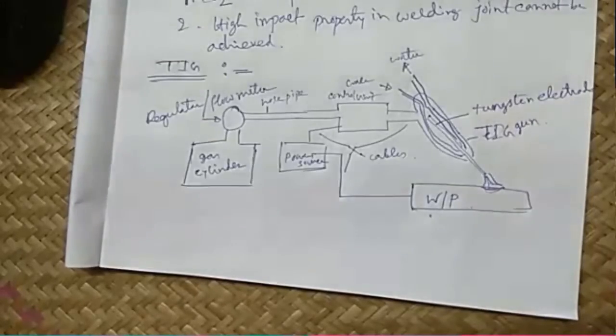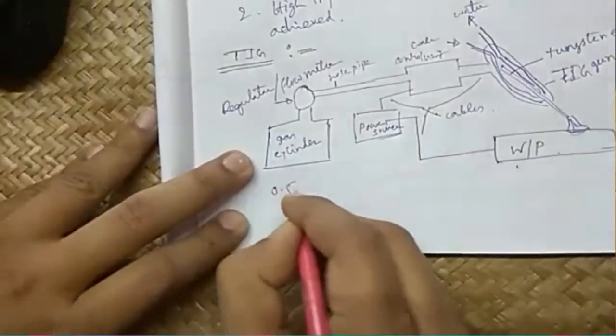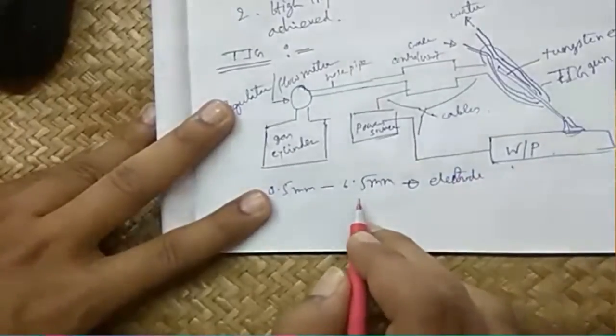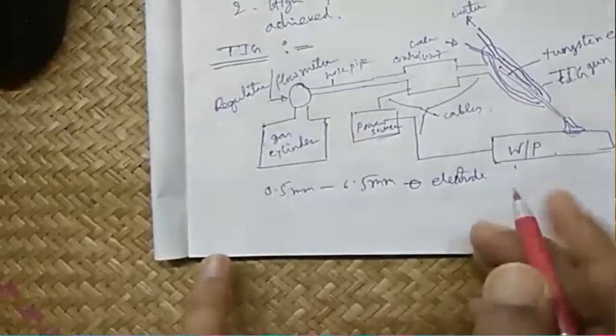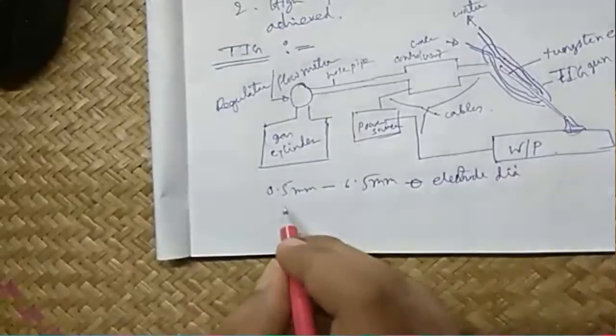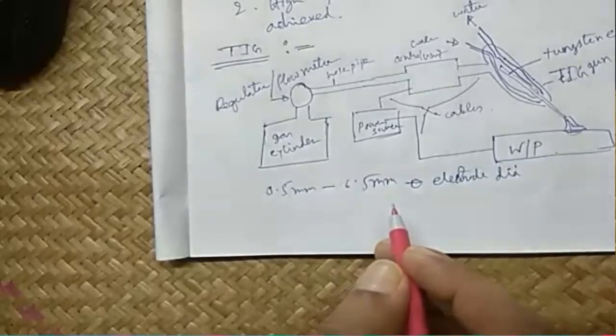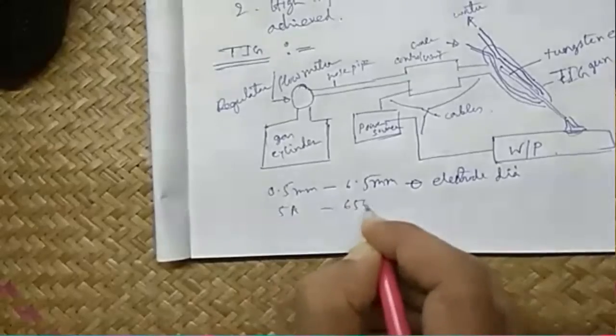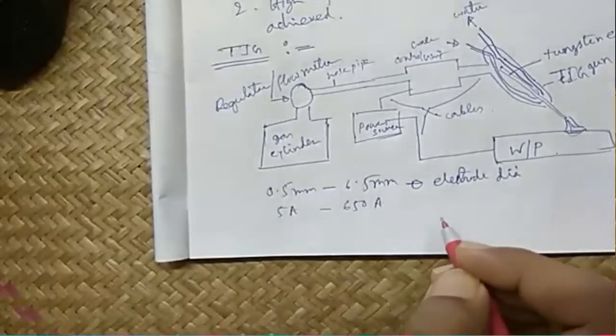And both AC and DC power sources can be used, and the electrode diameter might be 0.5 to 6.5 mm depending on the current required. If high current is required, then we use a larger diameter. If we go for lower current, then we go for smaller diameter electrodes. So 0.5 to 6.5 mm diameter is available, and the current of 5 ampere to 650 ampere is used.